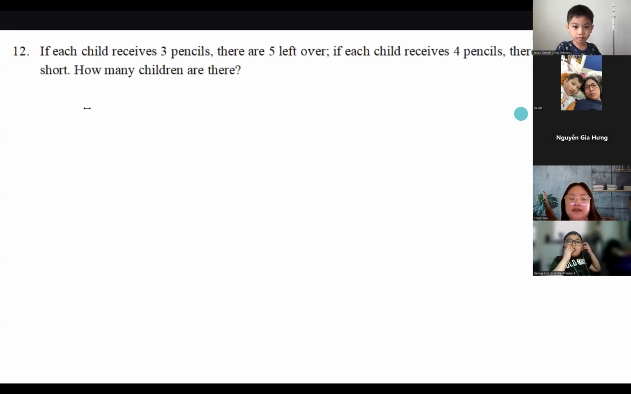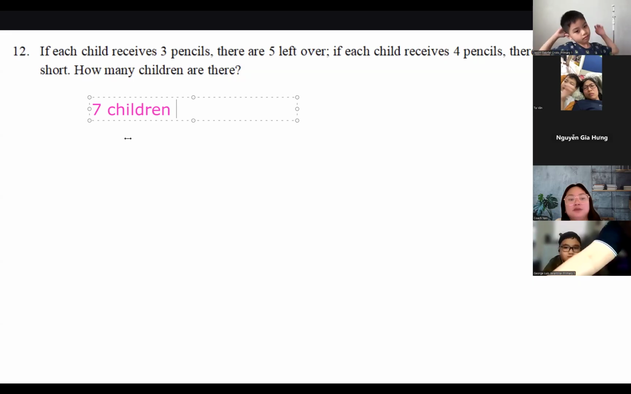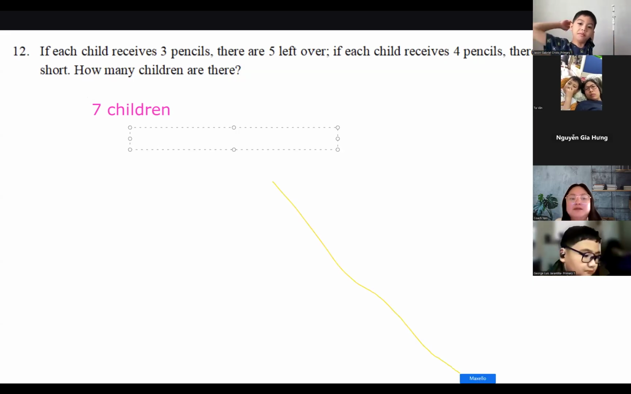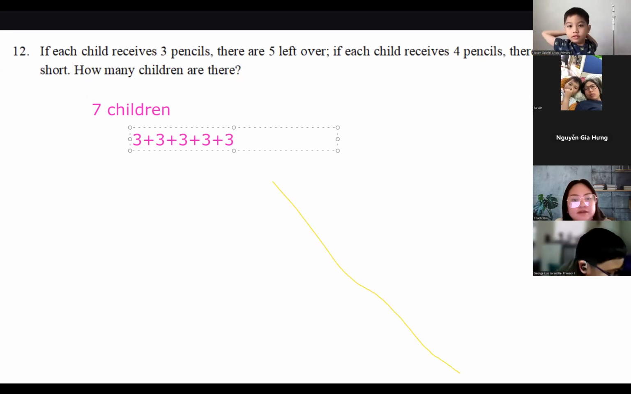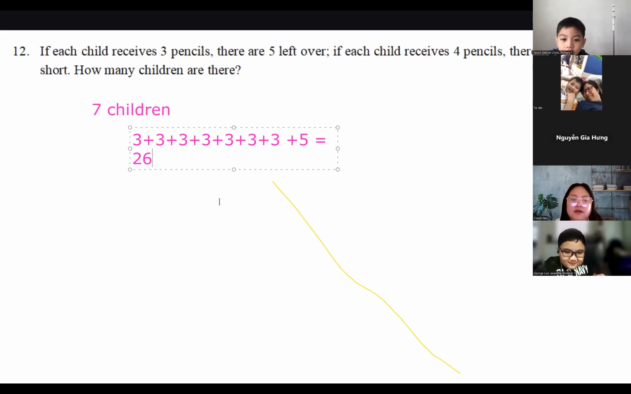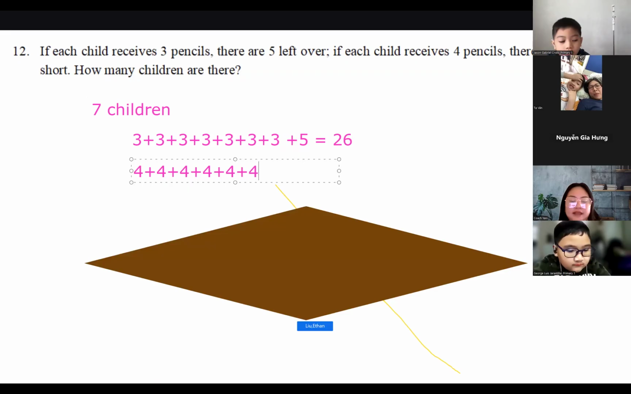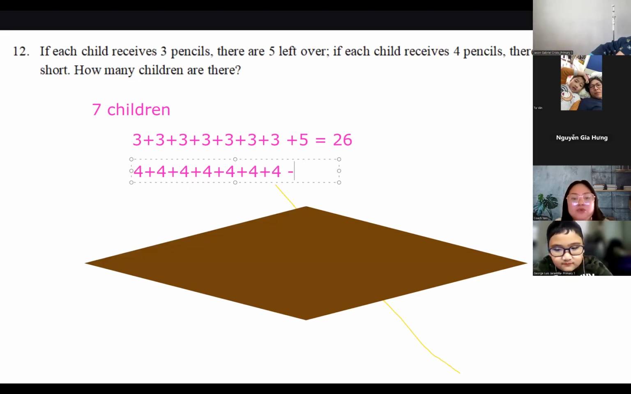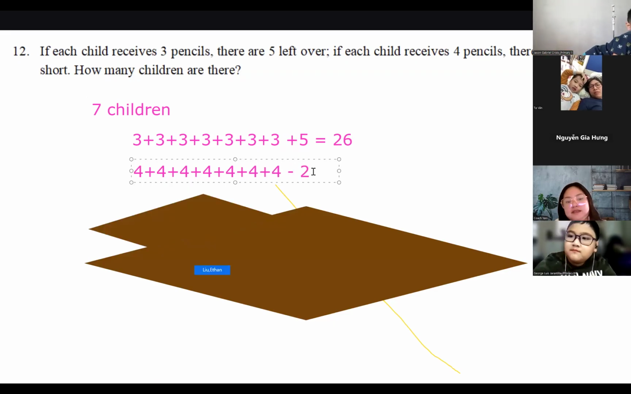So this was just a trial and error. 7 children. If you try it out, you get an equal number of pencils. 3 plus 3 plus 3 plus 3 plus 5. 3, 4, 5, 6, 7 plus 5, you get 26. And if you try out the 4 pencils, like this, minus 2, you also get 26.